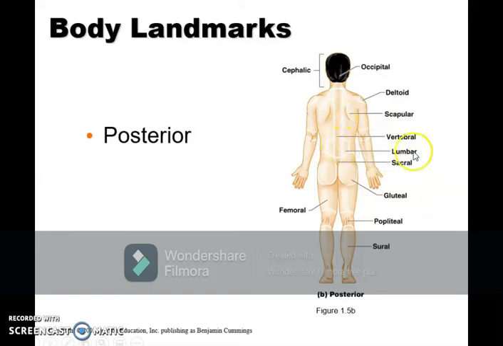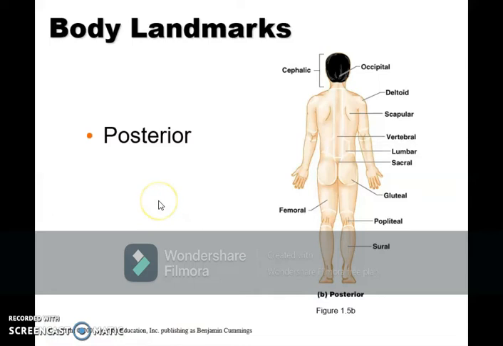We have the lumbar. Lumbar is the area of the back between the ribs and the hips. Then when we say the sacral, we have here the area between the hips. Then gluteal or the buttocks. Then we have the popliteal. Popliteal means back of the knee. Then we have the sural, posterior surface of the leg.